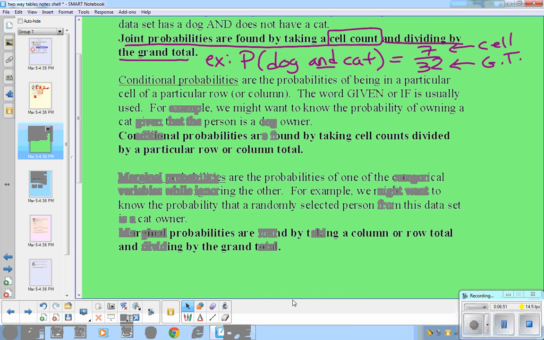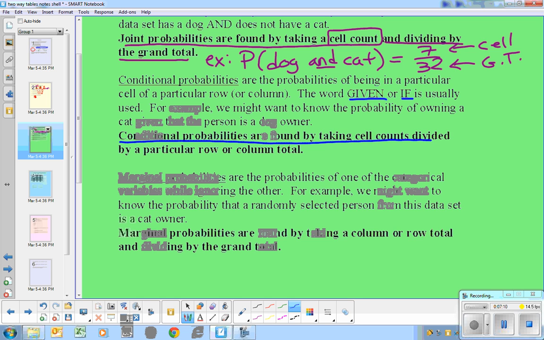We have actually seen conditional probability before in our very first stats unit. Conditional probabilities always use the word given or the word if, okay? The way that you find a conditional probability in a two-way table is to take a cell count. So again, that's something that's in one of the boxes. But this time, instead of dividing by a grand total, you're going to divide by a row or a column total, depending on what the question is. So, for example, we might want to find the probability of having a cat given that you already own a dog.